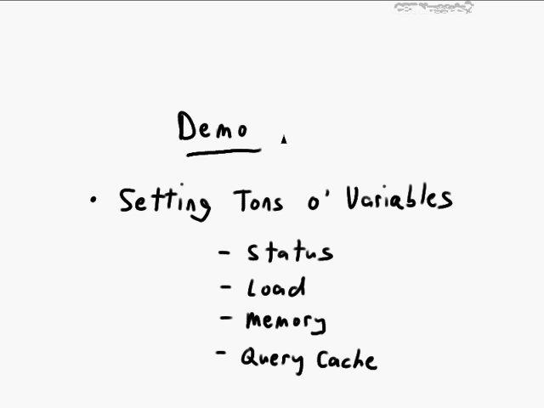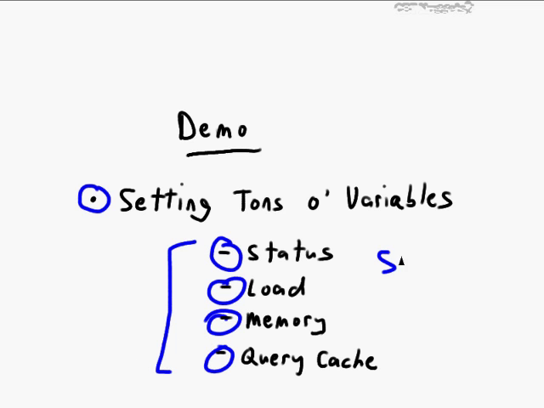It's demo time. In this demonstration, which we're going to undertake on Linux Nugget 1, we're going to look at setting tons of variables. We'll look at status, load, memory, and query cache, and we'll take a look in so doing on how to get a gauge on our server performance and server load, looking at some of those helpful SHOW statements with which we began this particular nugget. Let's dive into that demo and have some fun.